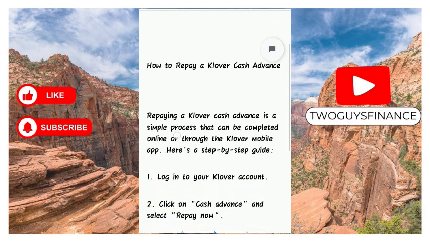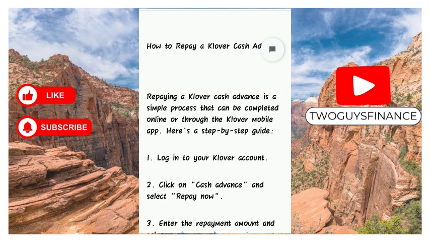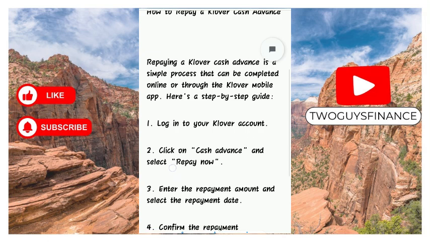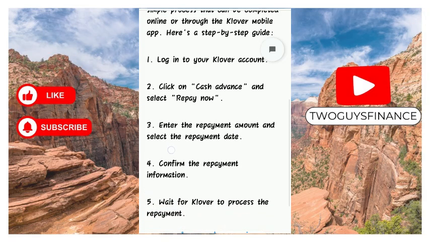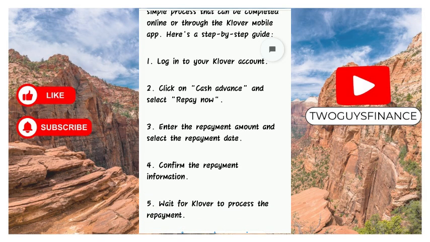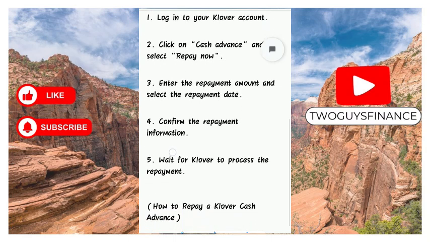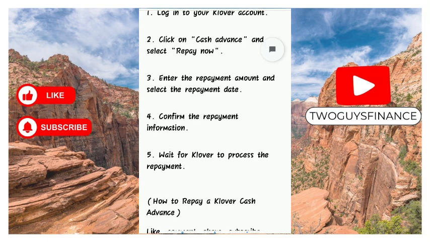The first thing you've got to do is log into your Klover account. Once you're logged in, click on cash advance, and then select repay now. Now enter the repayment amount and select the repayment date, and once that's done, confirm the repayment information to make sure it's correct. Once that's all settled, just wait for Klover to process the repayment. And that's pretty much it on how to repay a Klover cash advance.